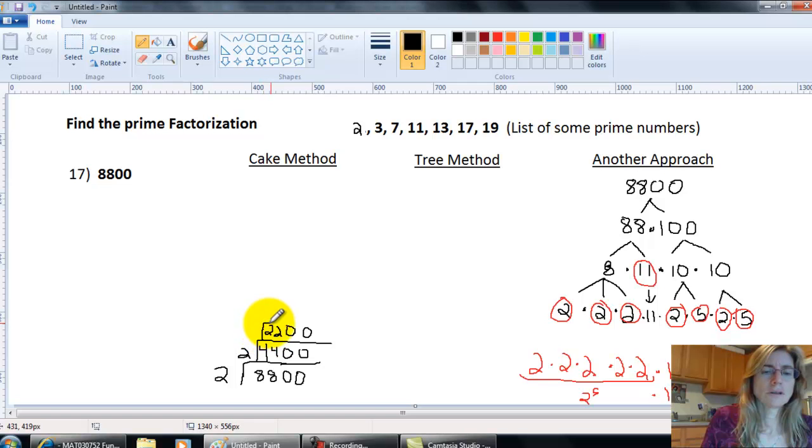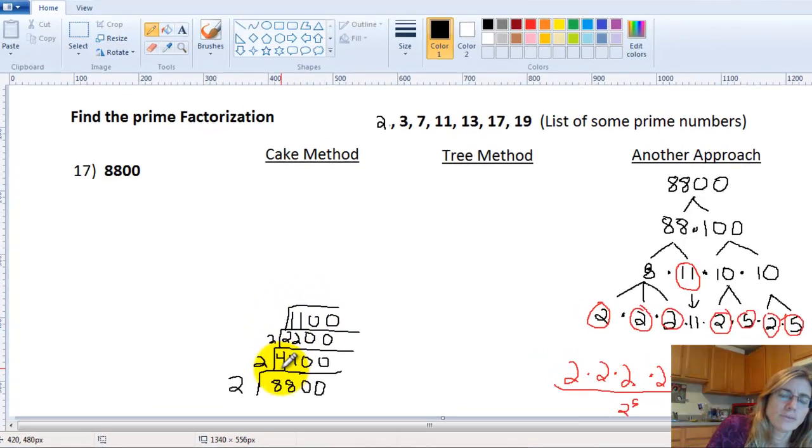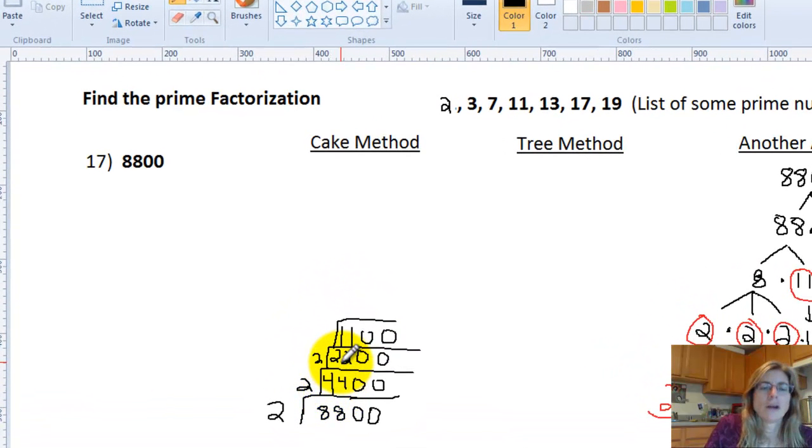And this is what I just did. I did 2 into 4400, that's 2200. Now 2 into 2200 is 1100. I'm just basically cutting 88 in half. I cut 44 in half to 22. Half of 22 is 11. Okay, now we have half of 1100. We have to think a little bit.